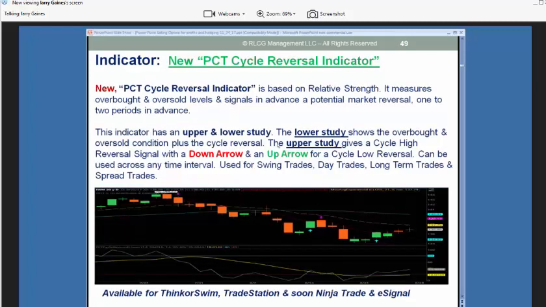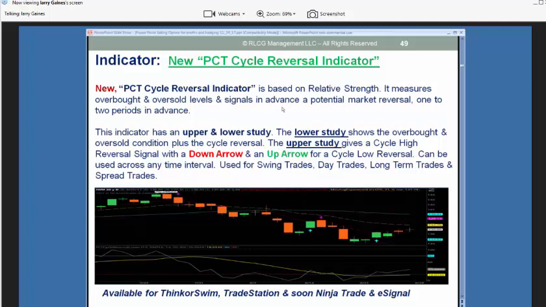So the bonus indicator here is the cycle reversal indicator that we designed. Set this up for spreads, but it's great for these types of alerts to a change in direction. It's based on relative strength, and it has two parts: the upper study and the lower study. It measures overbought, oversold, and then it gives you a signal.